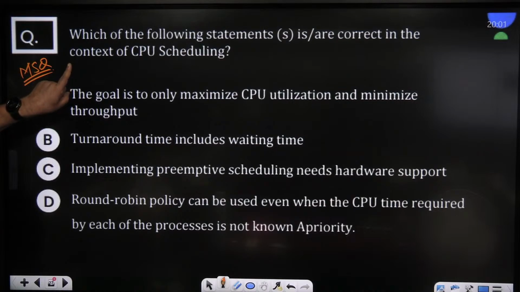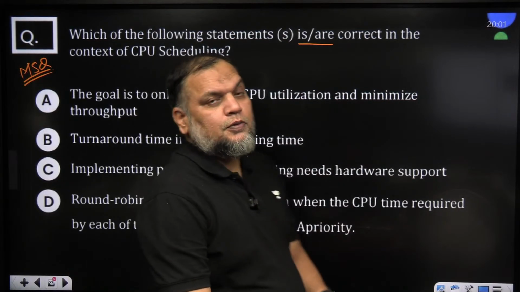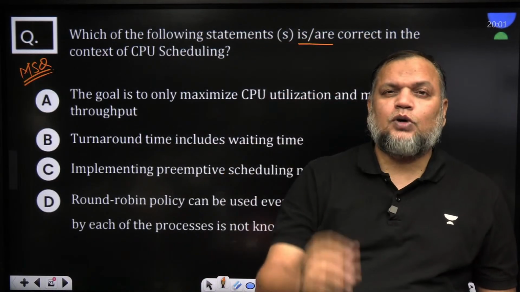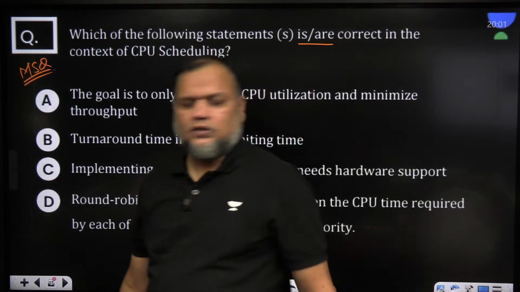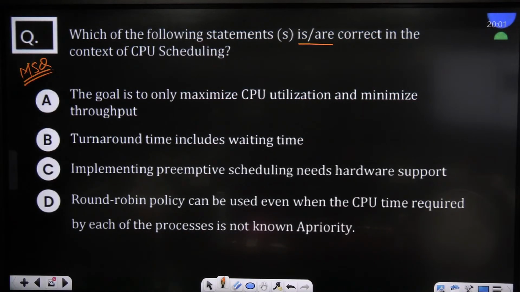Which of the following statements is or are correct in the context of CPU scheduling? MSQ है is or are. तो मतलब context of CPU scheduling में इनमें से कौन से choices are true, are correct? Come on, give me the answer, boys and girls. What is the correct answer for this?